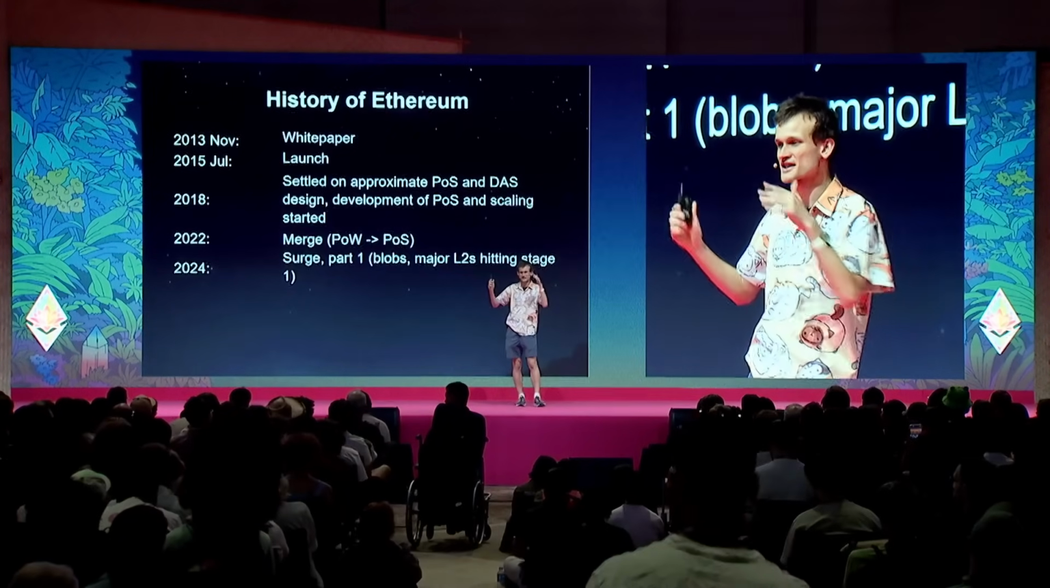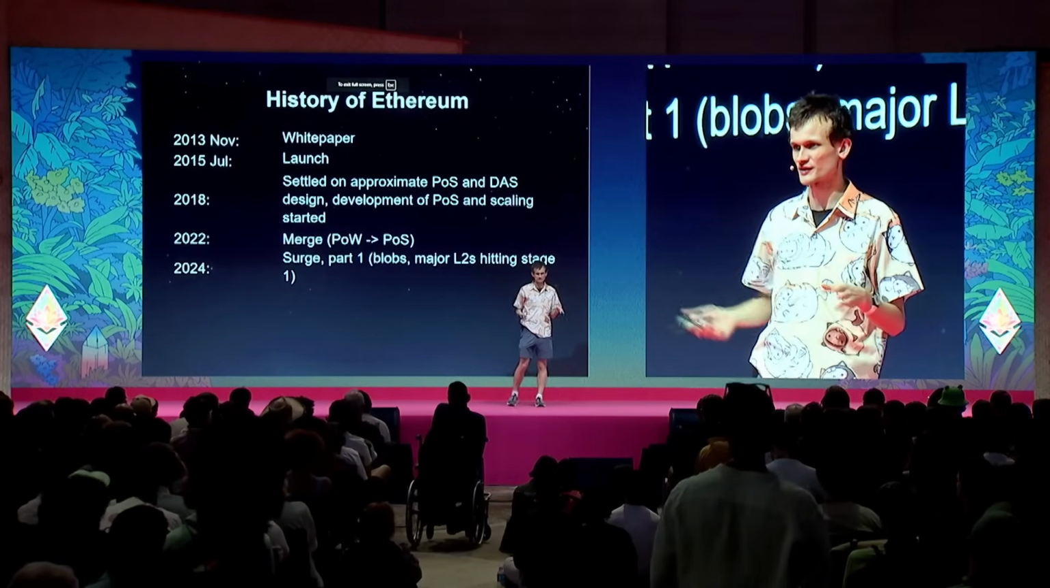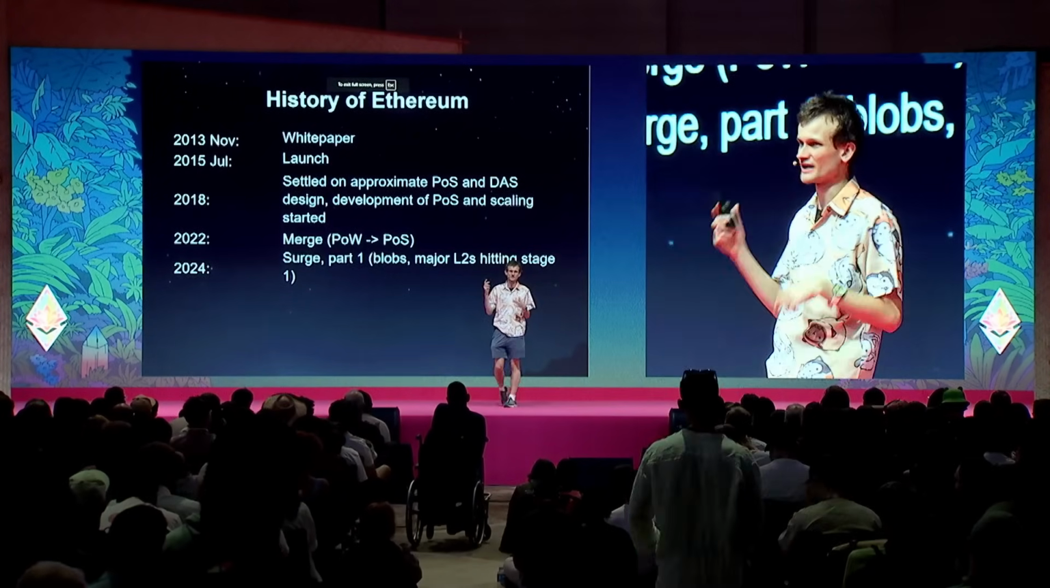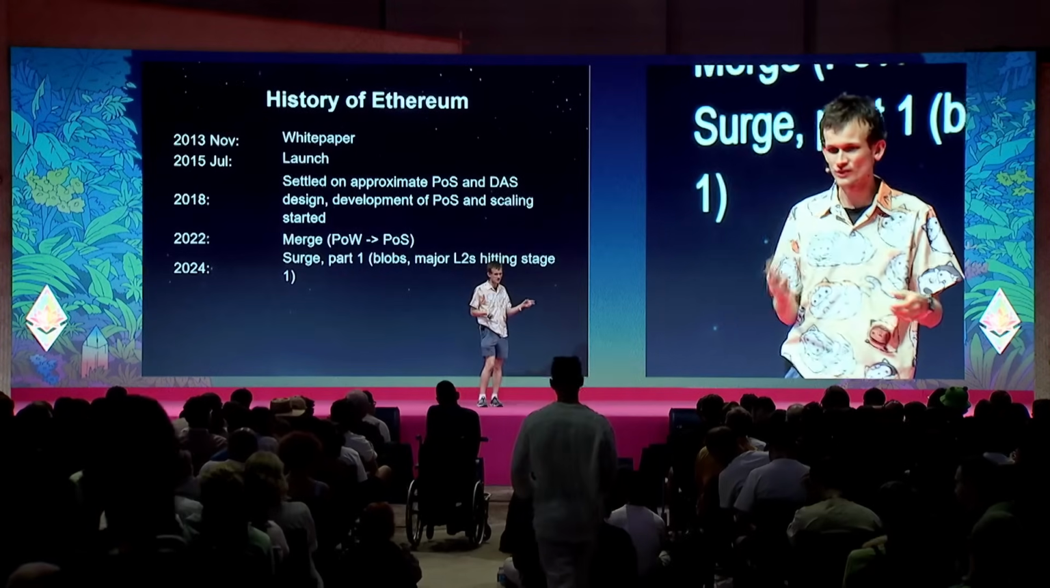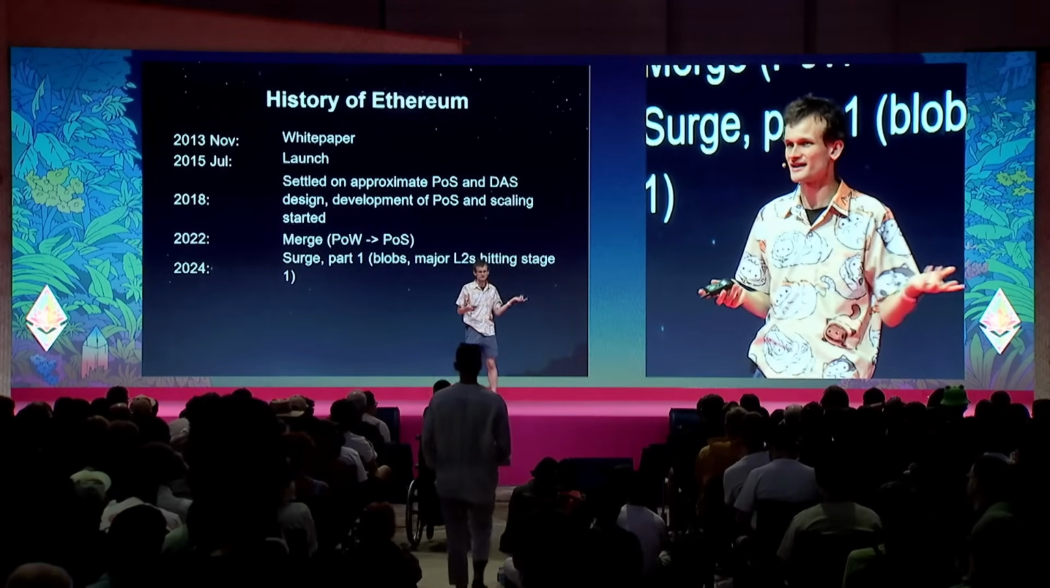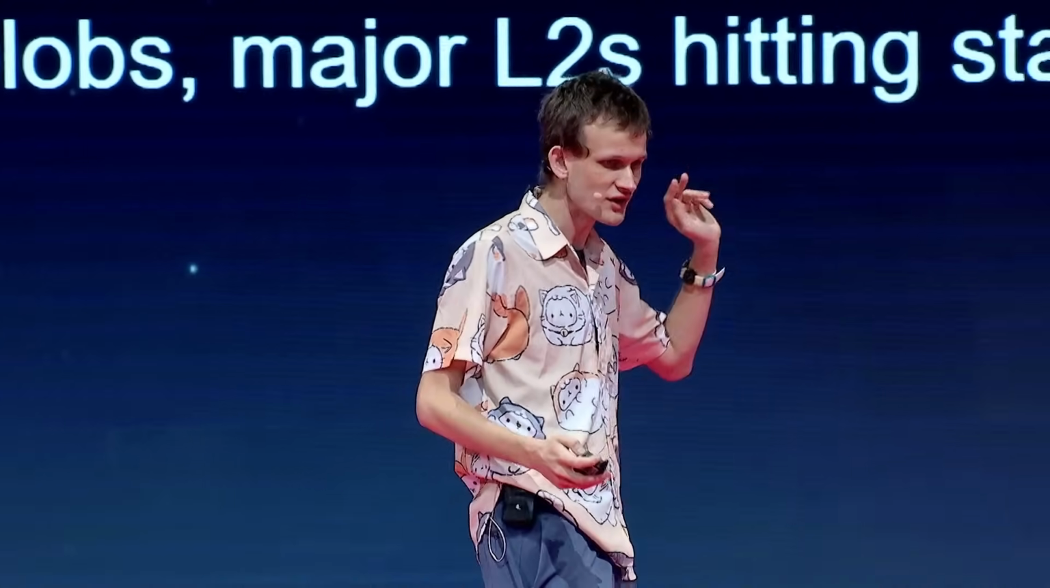It was early days. But since then, of course, it's not early days anymore, and at the start of 2018, a really massive effort started to build out the Ethereum proof-of-stake system and the Ethereum scaling system, which has since turned into the blobs that we have today. 2022, the merge, switching from proof-of-work to proof-of-stake. 2024, the surge part 1.